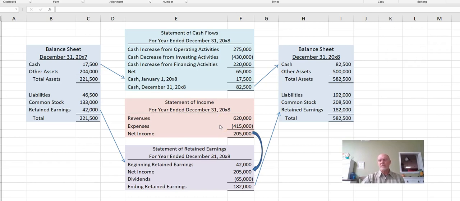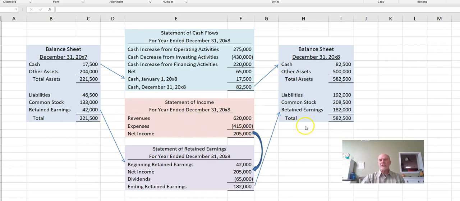At the end of the year, the net income, revenues minus expenses, is added to the beginning balance of the retained earnings. Remember, that's the retained earnings that we had at the end of the previous year. We add the net income and subtract the dividends, and that tells us the new balance in retained earnings we have at the end of this year, the end of year 8.